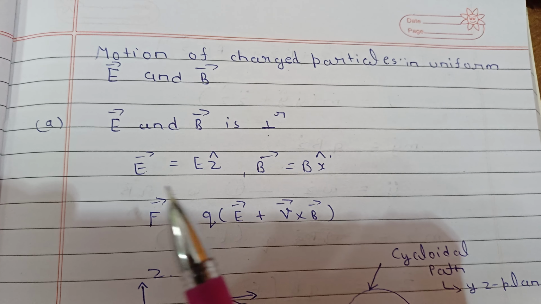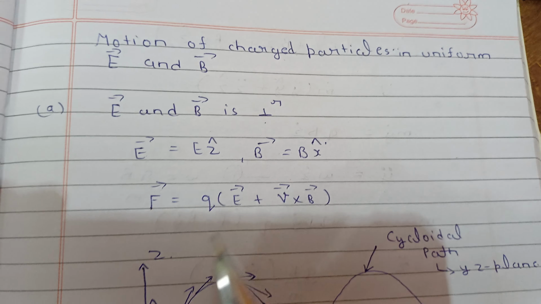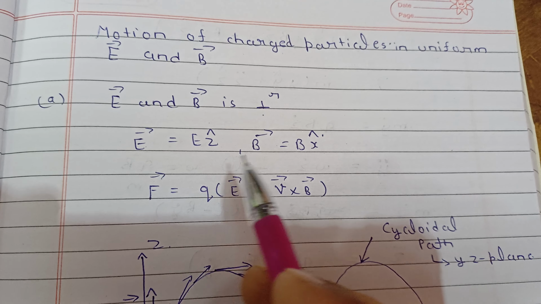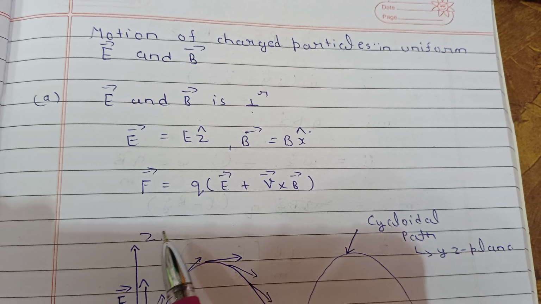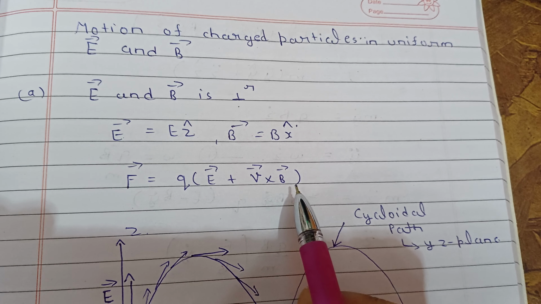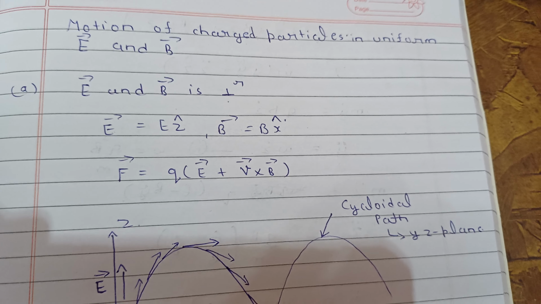In the first case, we will discuss electric and magnetic fields perpendicular to each other: the electric field in the z cap direction and the magnetic field in the x cap direction. So, the total force on the charged particle will be given by QE due to the electric field and QV cross B due to the magnetic field. So, this will be your complete force.